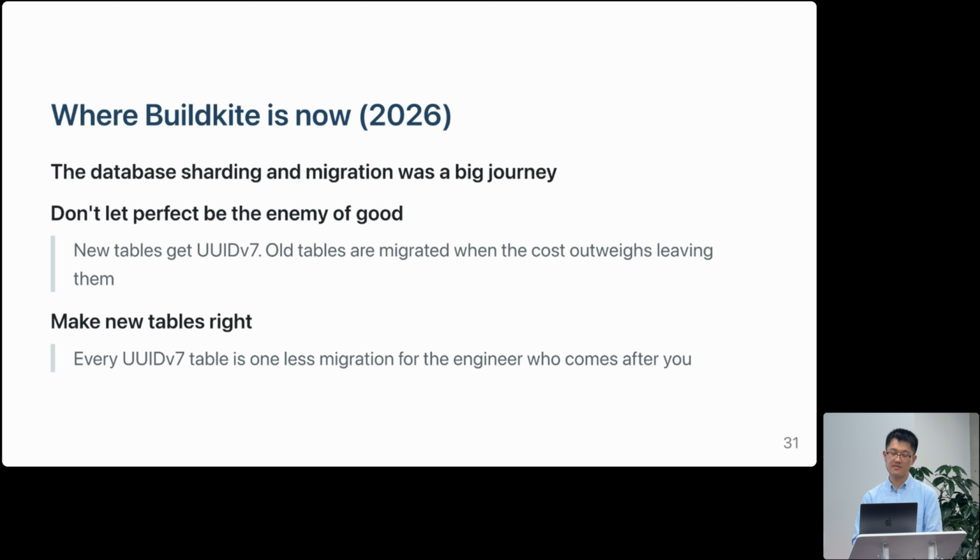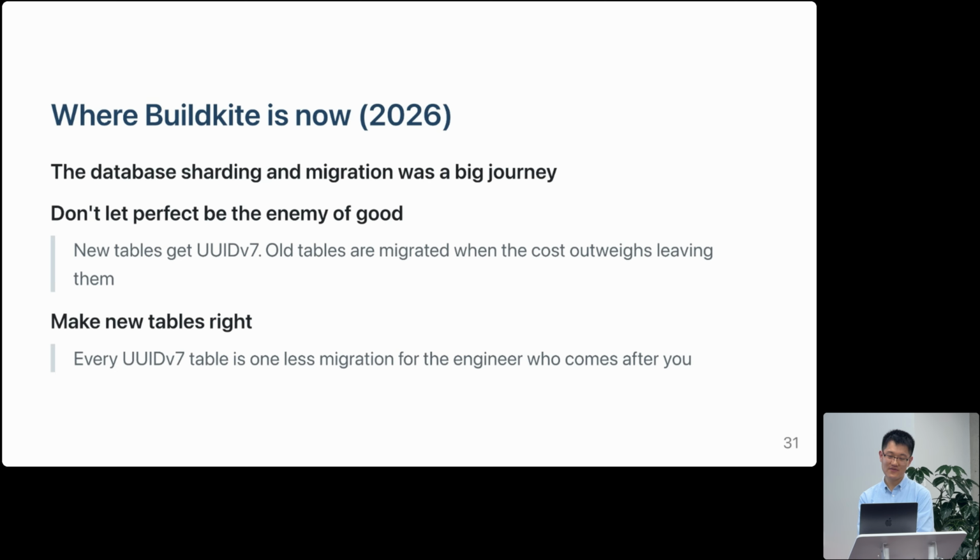Some takeaways for me: the sharding database emergency at Buildkite, and the sharding migration, was a huge journey. It took so many engineers at Buildkite a long time to deal with this database emergency. But we're now in a pretty good position. We've onboarded some really large customers, and we're doing more work in isolating customer workloads, and doing more to handle the growth of AI agents.